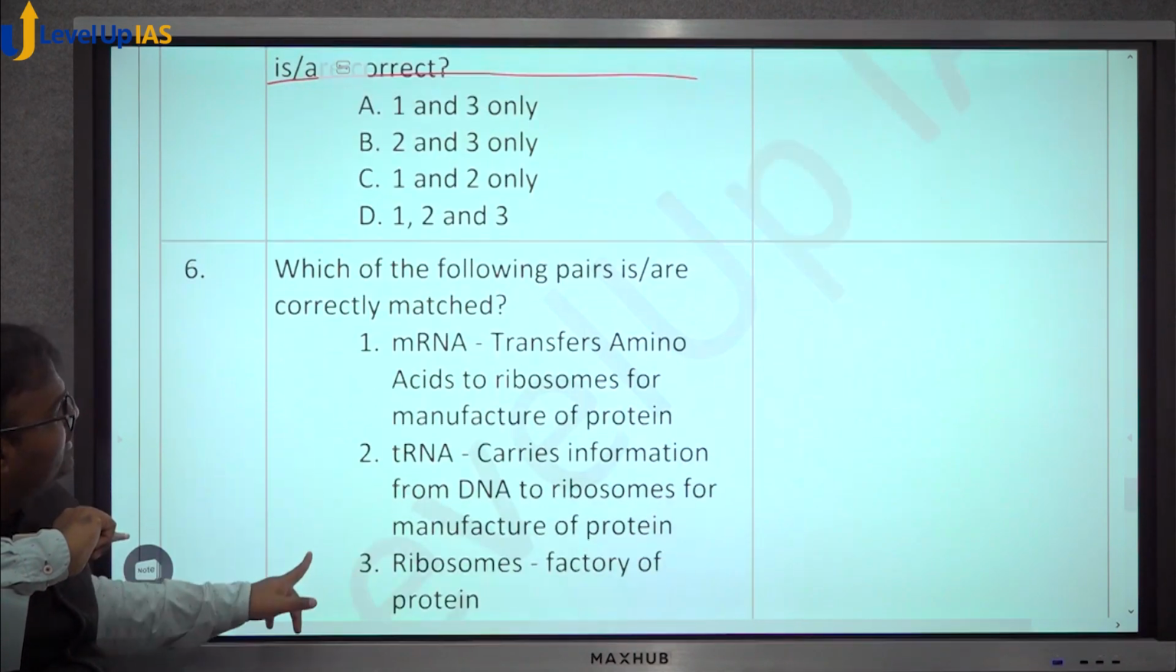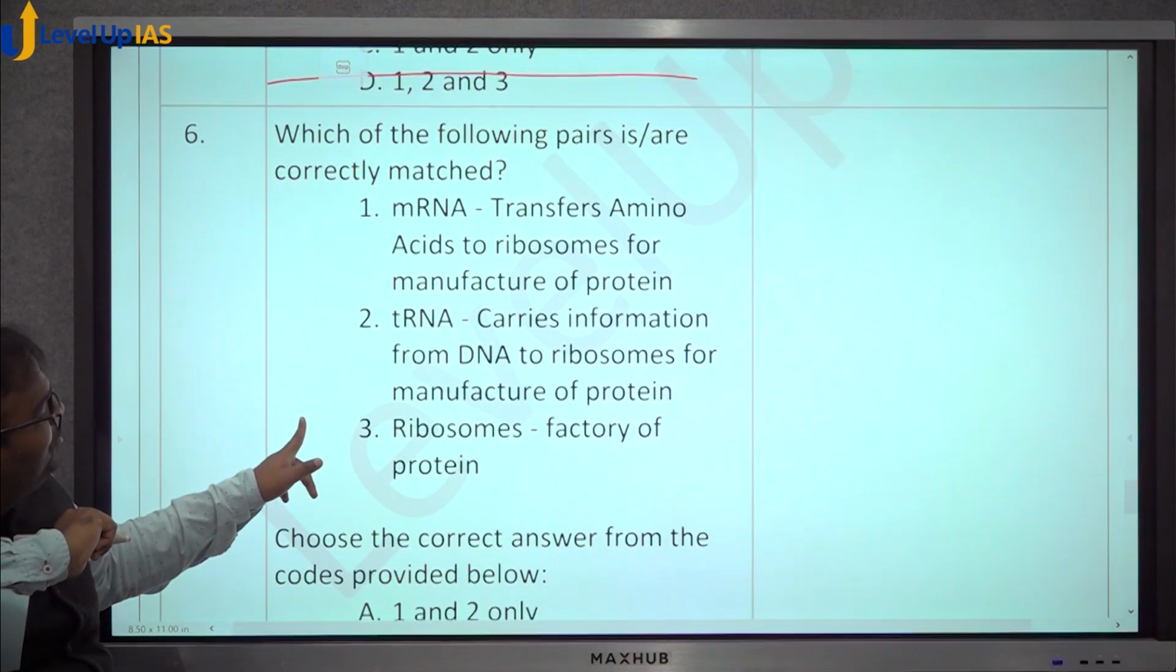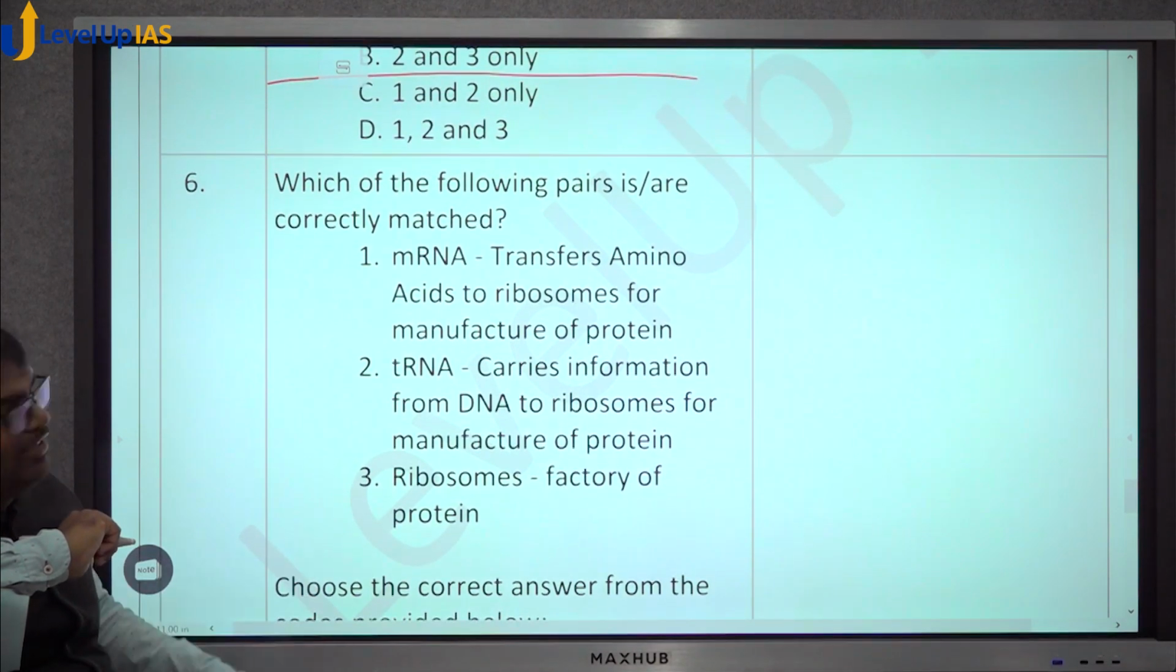Come to question number 6. Which of the following pairs are correctly matched?